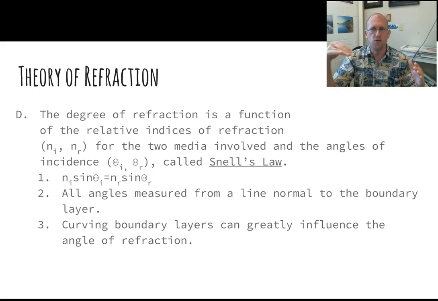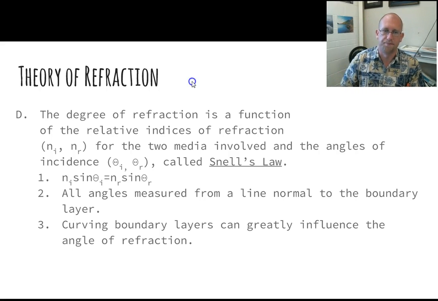So the curvy boundary layer greatly affects where the light ray winds up going through the second material, and you'll see examples of that here in a moment.